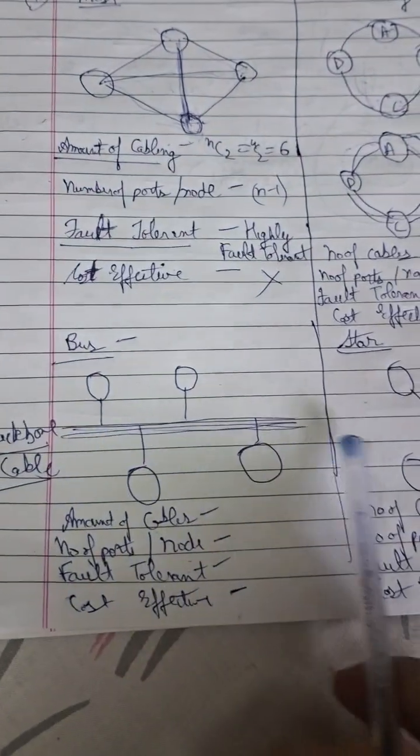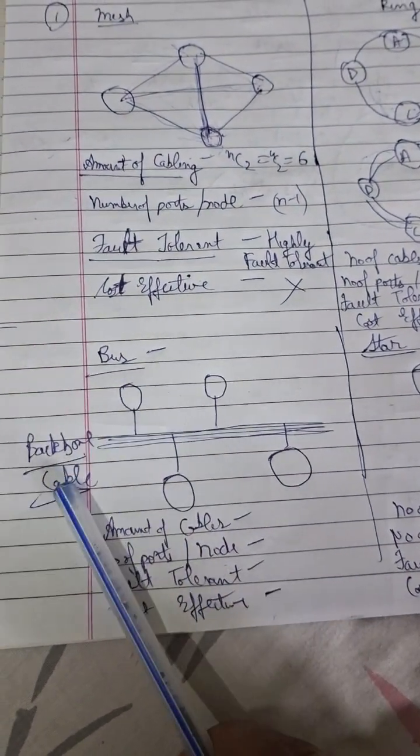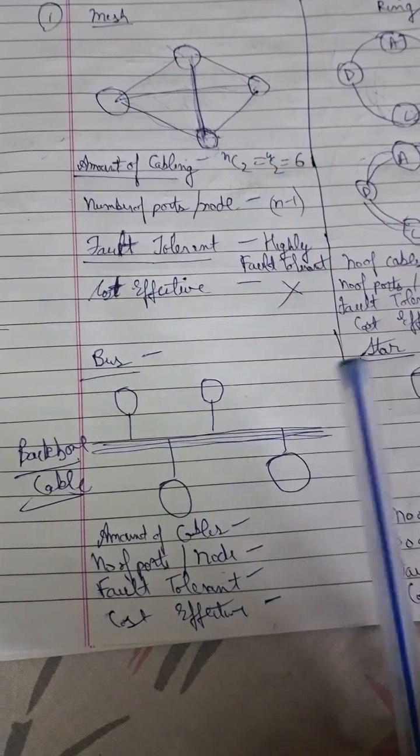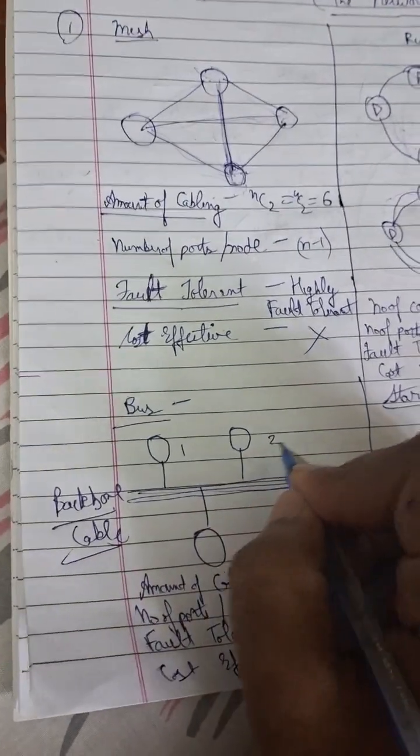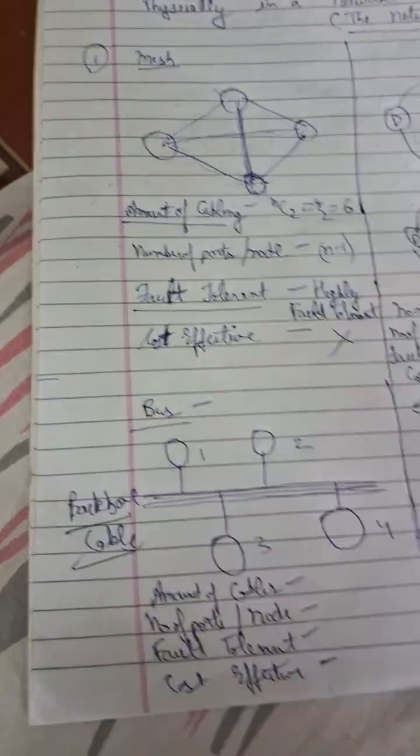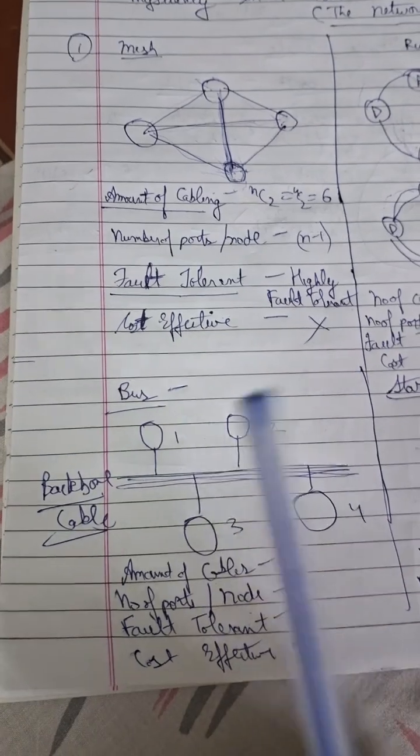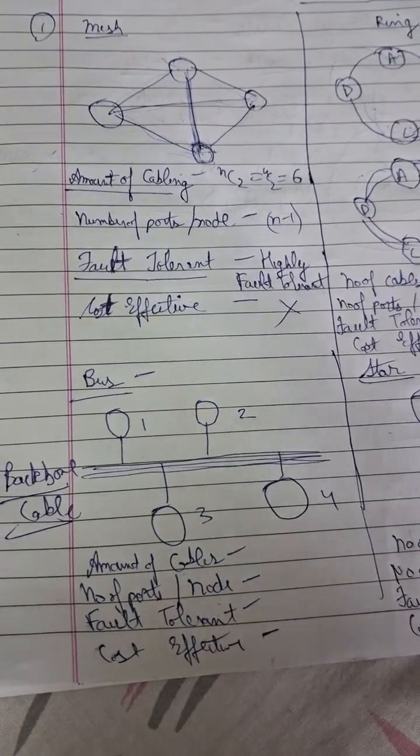We have a central cable. This is known as the backbone cable. Stemming out from this backbone cable are different nodes. So this is node 1, this is node 2, this is node 3, this is node 4. So from a central backbone cable, different nodes stem out.